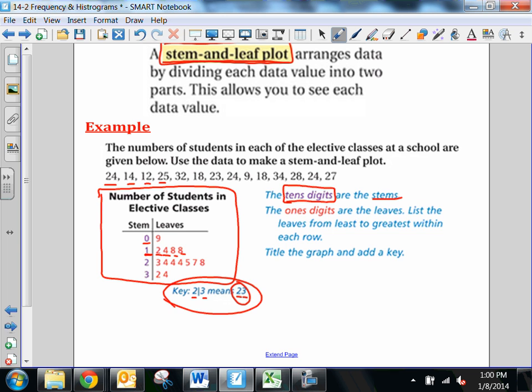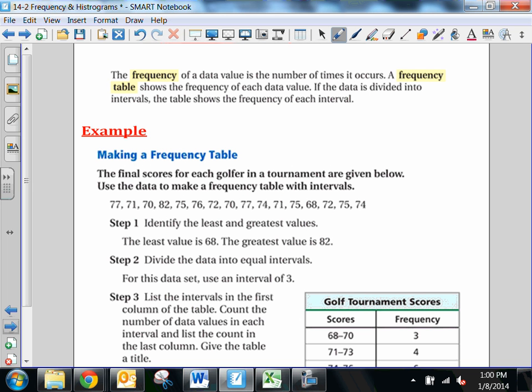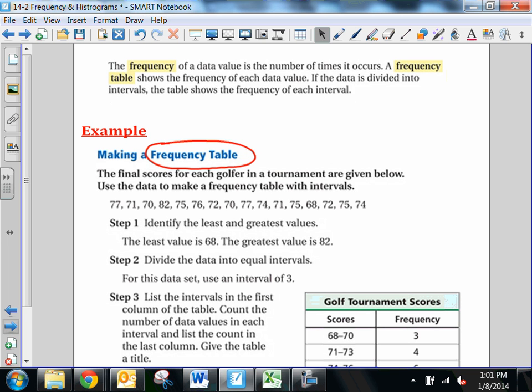Okay? The next thing, and probably more important, is what we call a frequency table. This may be the first time that you've seen a frequency table. The frequency of a data value is the number of times that it occurs. This is very important that you understand the definition. The number of times something occurs is the frequency that it occurs. A frequency table just shows that. It shows the frequency that things occur.